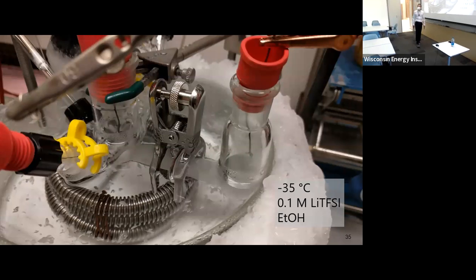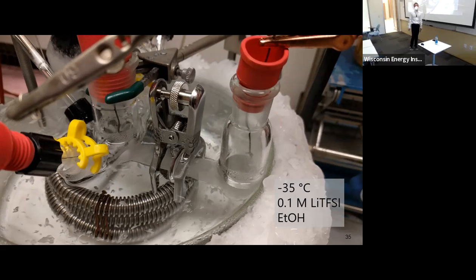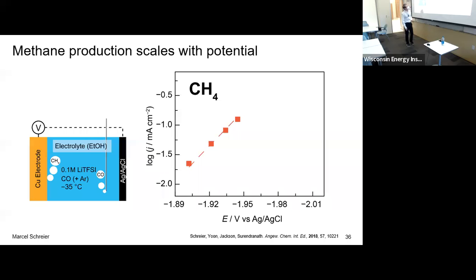It turns out that these measurements are really not simple. We cannot just go into an aqueous cell, a classical electrochemical cell, and carry those out. This has to do with the fact that carbon monoxide has very weak solubility in water, which is commonly used for these reactions. So what we do is we build a model system. We are working at minus 35 degrees Celsius in an ethanol-based electrolyte, which allows us to achieve very high solubilities of carbon monoxide and, for the first time, get very detailed data on the transformation of CO2 and CO to hydrocarbons. So let's look at this data.